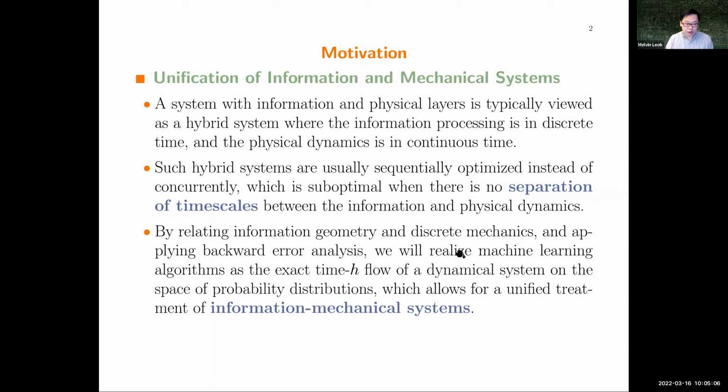So what we're going to try to do is to use ideas of information geometry and discrete mechanics, and the hope is that one can apply this notion of backward error analysis to realize a class of machine learning algorithms as the exact time-H flow of a continuous dynamical system on the space of probability distributions. And then this allows you to have a unified treatment of what I'm calling information mechanical systems, or cyber-physical systems if you prefer.